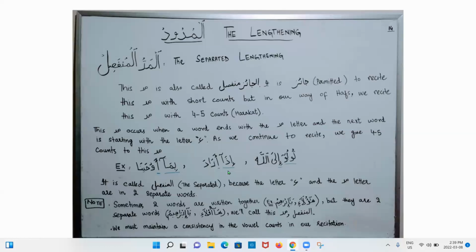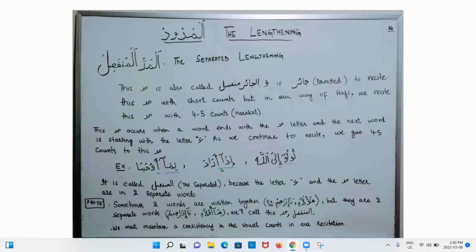In the next example, we can see letter alif mad and letter hamza in two separate words, where alif mad is the last letter of the first word, which is idha, and the second word is starting with letter hamza. If we choose to continue our recitation, so now we have the conditions of maddul munfasil. By giving it 4 to 5 counts, we will recite it like this.